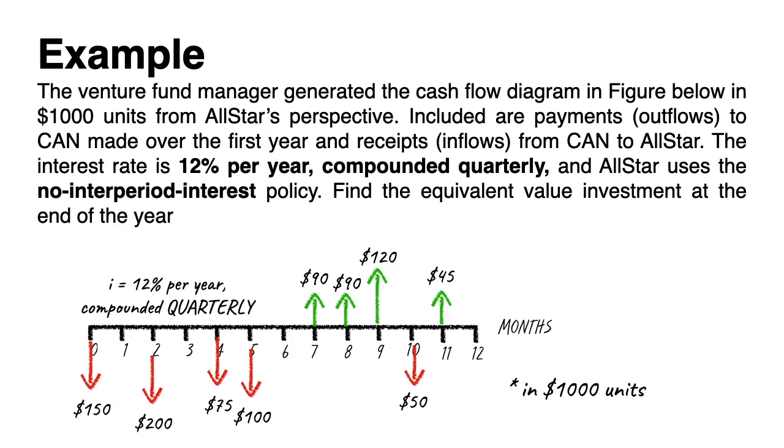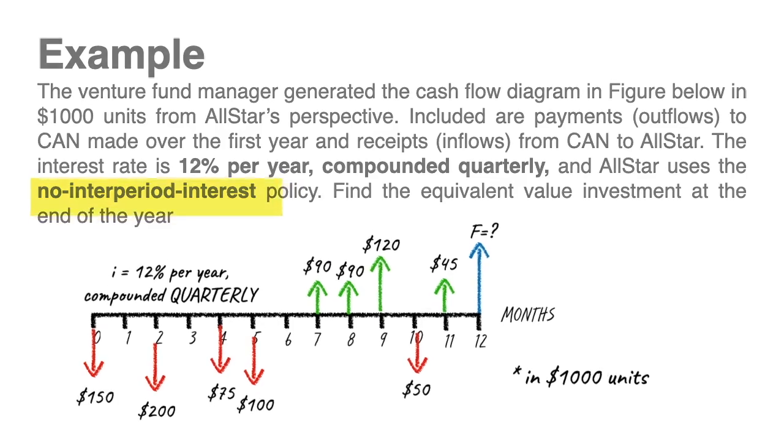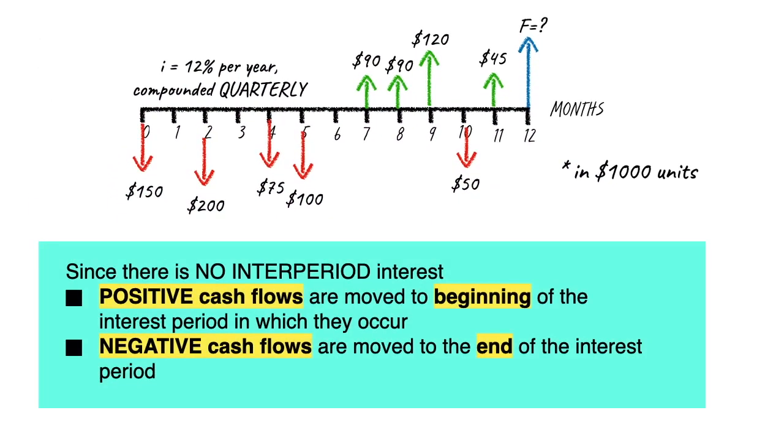Given that the interest rate is 12% per year and it is compounded quarterly, and the company uses a policy of no interperiod interest, they wanted to know what is the future worth of this cash flow diagram. So, the key word in this example is the no interperiod interest policy.